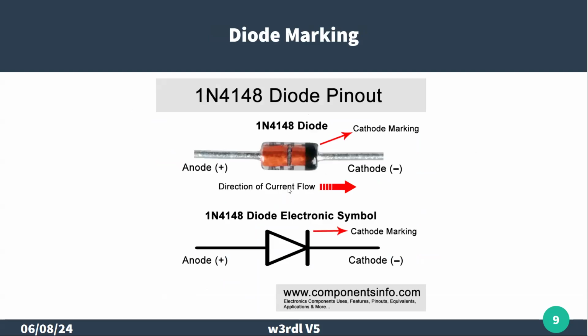This is a typical, in this case, a little small signal diode. It's in a glass package. You can actually see the little junction in the middle there. And the black mark or stripe indicates that's the cathode end of it.